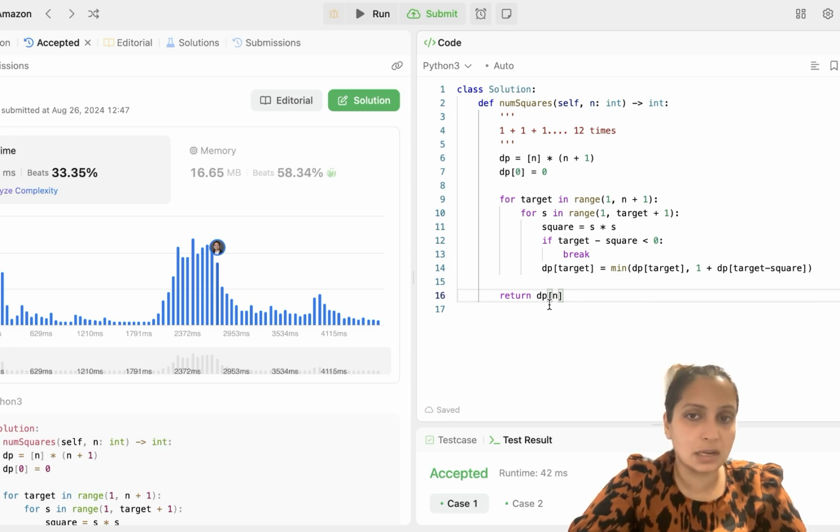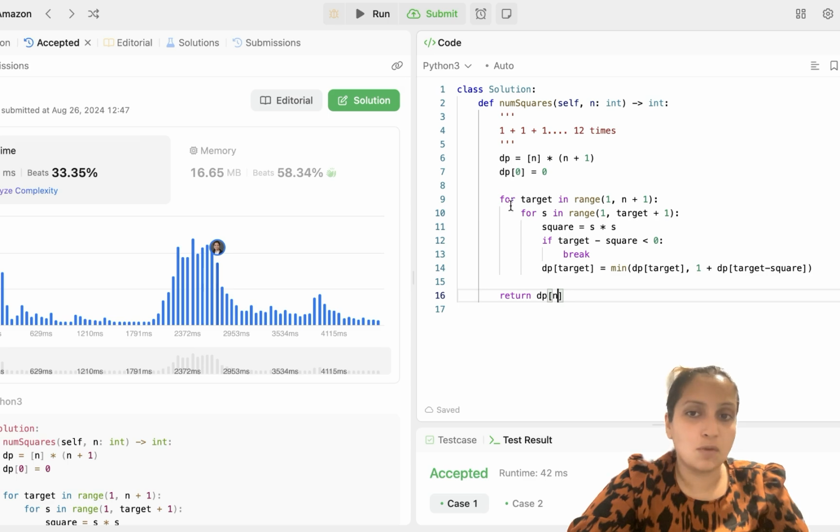I hope the solution is clear to you. Let me walk you through the solution once again. You first initialize your DP array with default values of n for the n variables you want to calculate, and then you initialize your DP0 as 0. That's your base case, because it takes 0 perfect squares to have a sum of 0.